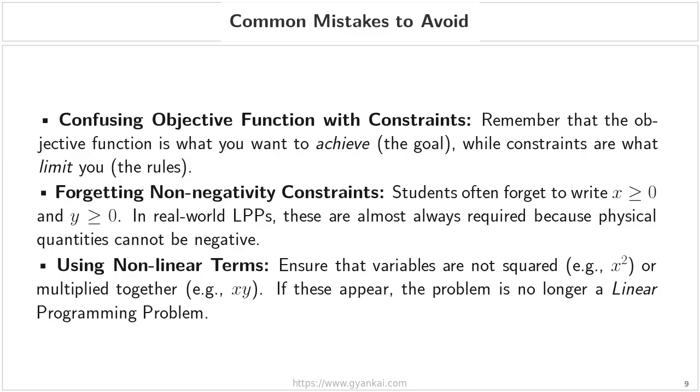Finally, keep a close eye on the linear part of linear programming. You must ensure that your variables are not squared, such as x squared, and they should not be multiplied by each other, such as x times y. If you see any variables raised to a power other than 1, or if variables are being multiplied together, then the problem is no longer a linear programming problem.